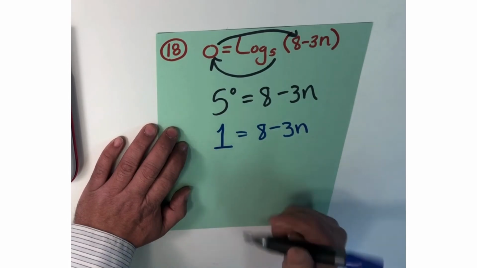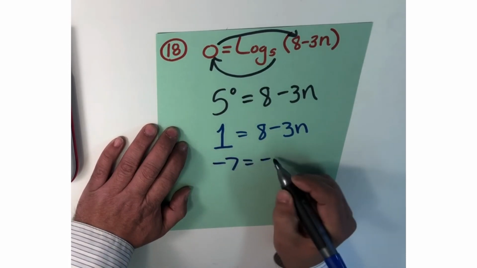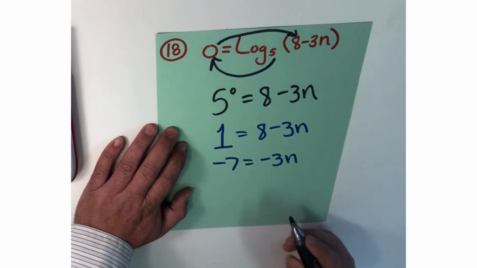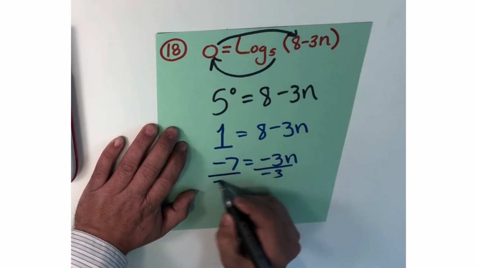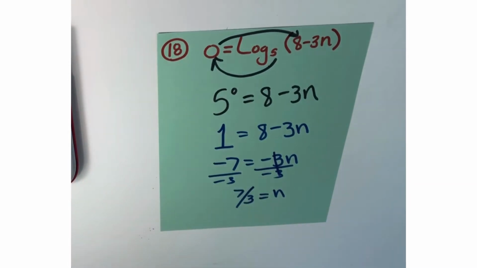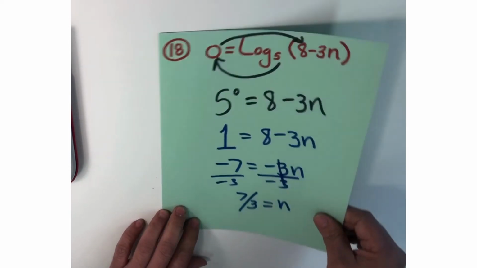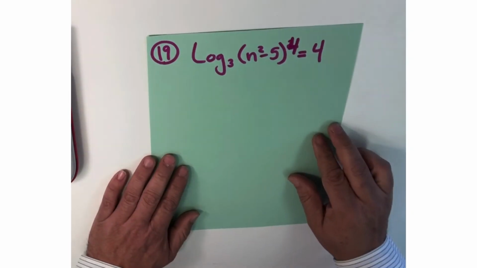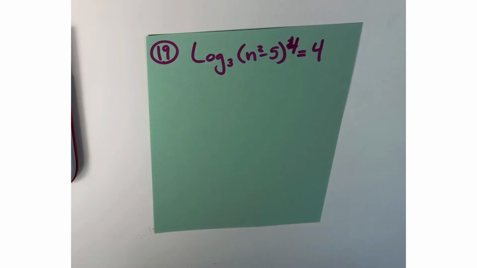When you move the 8 over here, you will get negative 7 is equal to negative 3n. And therefore, when you divide by negative 3, you get 7/3. Right? Beautiful. It is positive because of the double negative, right? That's the beautiful thing about math. That in math, double negatives are positive. But in English, they tell you, no double negatives. Here, yeah, they're cool.